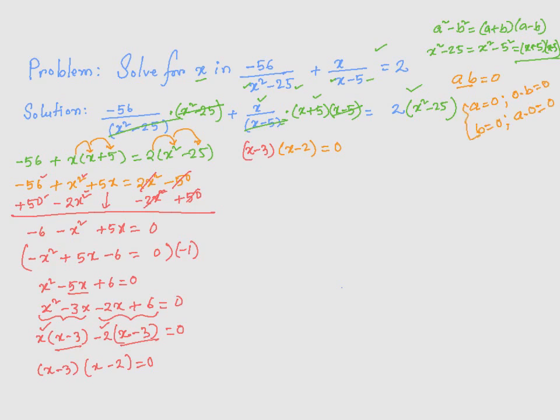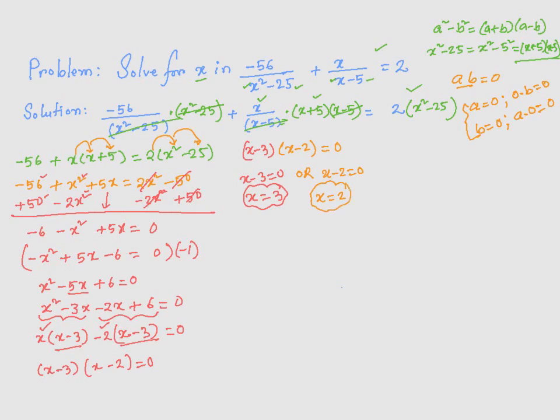In our case, we don't know which one is 0. So let's assume that x minus 3 is 0. In that case, my x is going to be just 3. So that's one possible solution. The other situation is, what if x minus 2 is equal to 0? In that case, my x is going to be 2. So these are two possibilities for my solution.